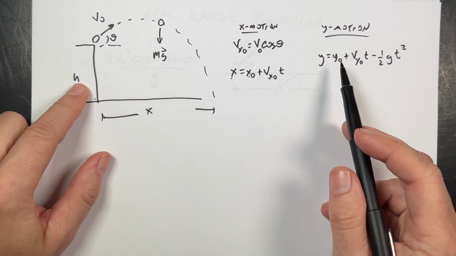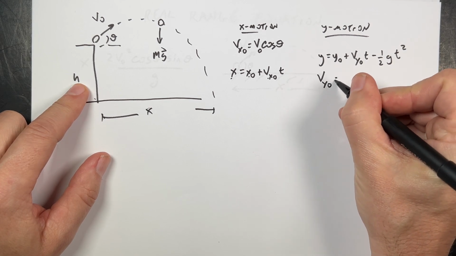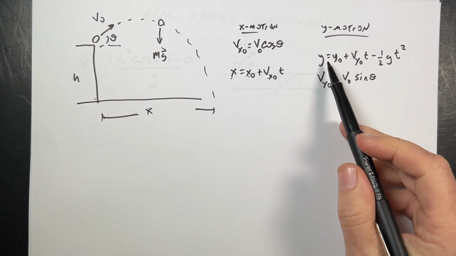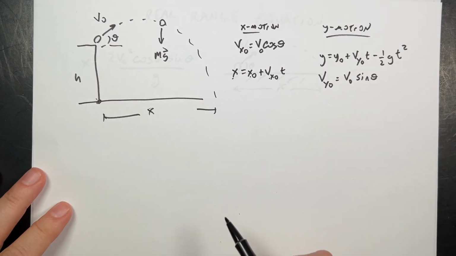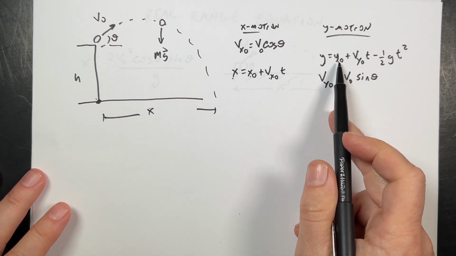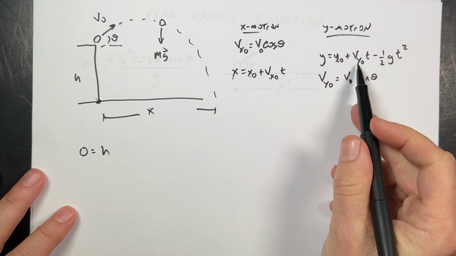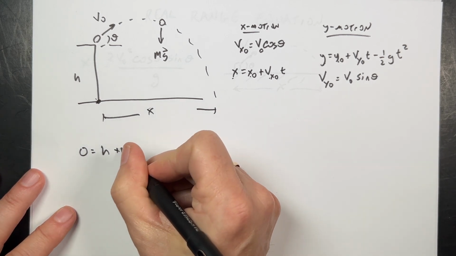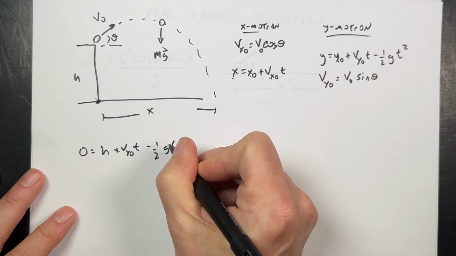So in this problem, I can actually put in some values. I can also say Vy0 is equal to V0 sine of theta. And then I can say that the final position, let's call this my origin, then the final y position is 0, the initial y position's h. So let's put that in: 0 equals h, plus Vy0 t minus 1/2 g t squared. I'm just going to call this Vy0 for right now. We'll substitute this in later.